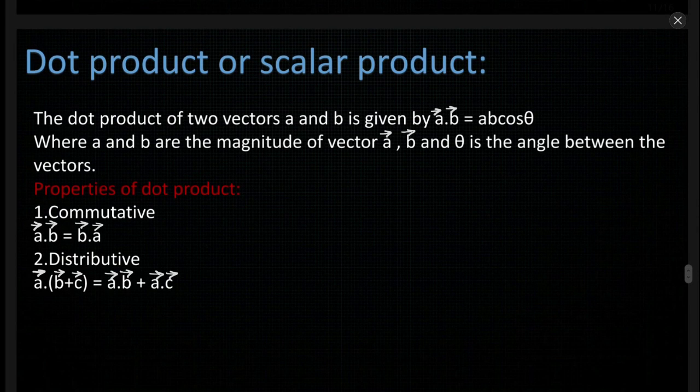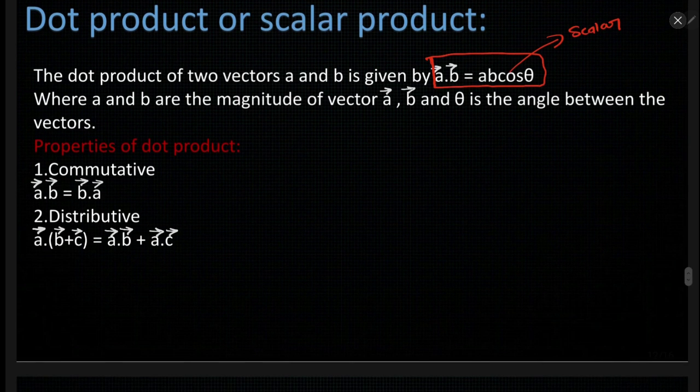Now, dot product or scalar product of vectors. Here the dot product of two vectors A and B is given by A dot B equals AB cos theta, where A and B are the magnitudes of vectors A and B, and theta is the angle between the vectors. This is called scalar product because this product is a scalar. It does not have any direction.